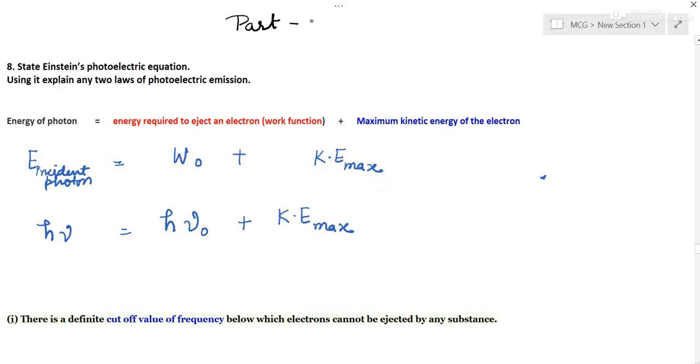So children, this is part 2 of the sample paper. Question number 8 is: state Einstein's photoelectric equation and, using it, explain any two laws of photoelectric emission. The question is of 3 marks. How to answer it? Let us see.